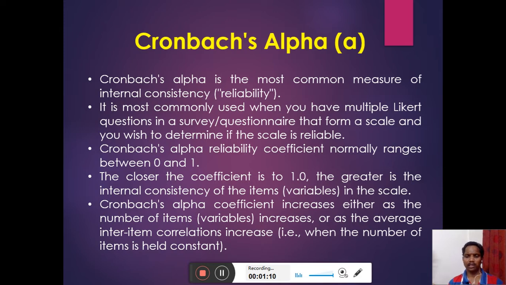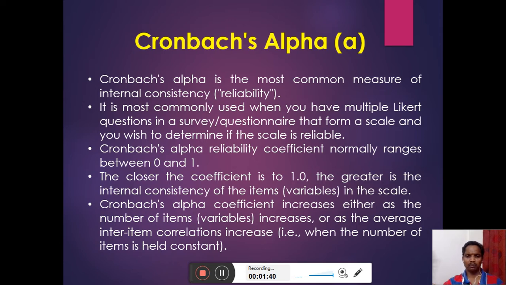Cronbach alpha reliability coefficient, normally the value is between 0 and 1. When the value is closer to 1, then the internal consistency will be higher, it will be greater. So when you get a value which is very close to 1, the reliability will be high and the tool will be a very good tool. Whatever you are measuring using that score will be consistent.